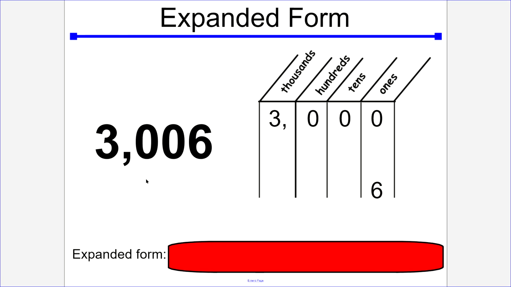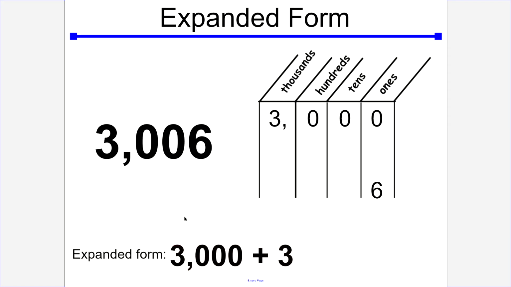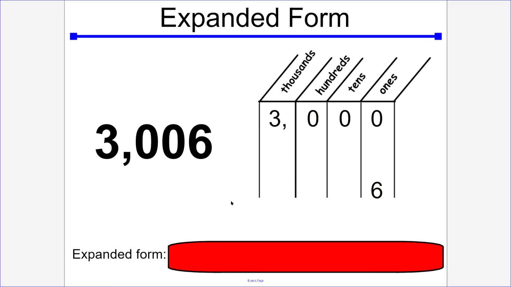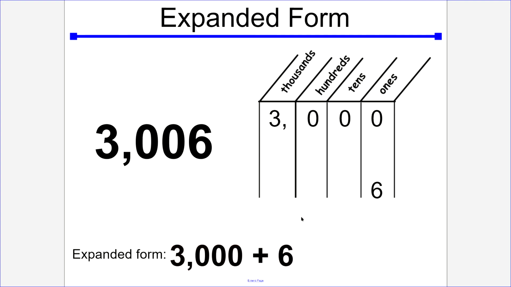So if I want to write 3006 in expanded form, what will it look like? 3006 in expanded form looks like 3,000 plus 6. Very good job, third graders.